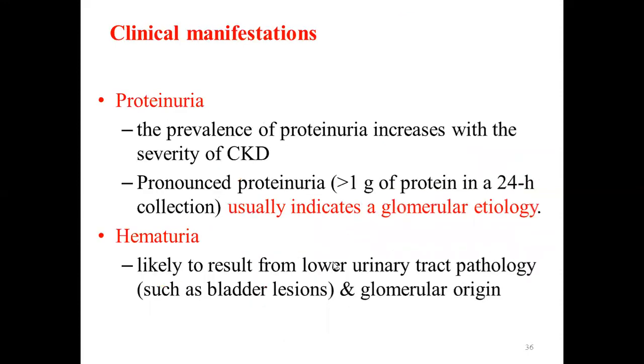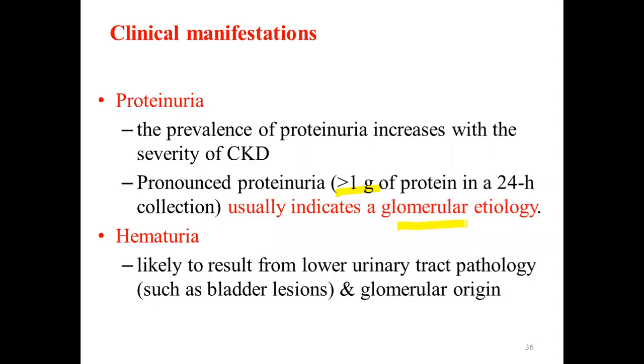proteinuria. Then, remember, in case of proteinuria, the prevalence usually increases with the severity of the kidney damage. So, if a patient is having a pronounced proteinuria like greater than 1 gram, most likely there is significant damage in the glomerulus. That means a massive loss of protein mostly refers to glomerular damage.